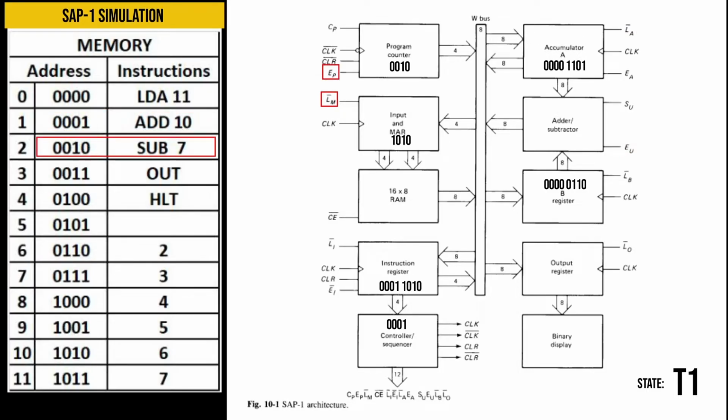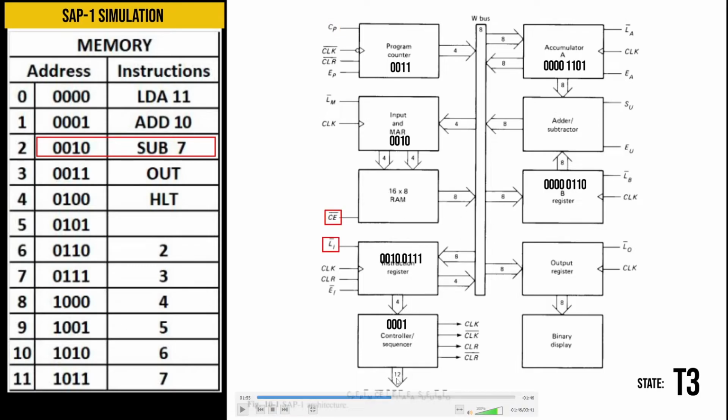Boom. Then at T1, we'll have the address 0010 at the program counter, and the active pins will be EP and LM. The address 0010 will go through the W bus into the input and MAR and overwrite the content there. Then give its 8-bit value. So at T2, the value 0010 will be incremented. So 0011 is 3 in its decimal value.